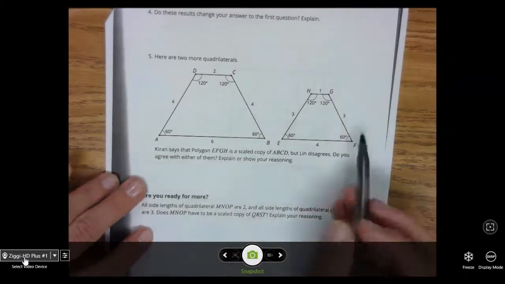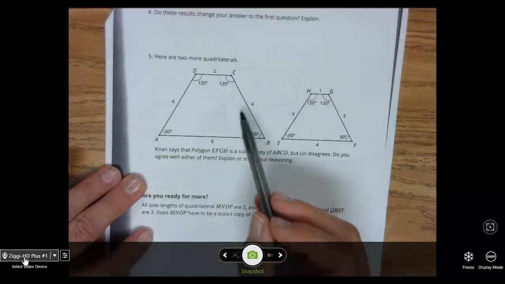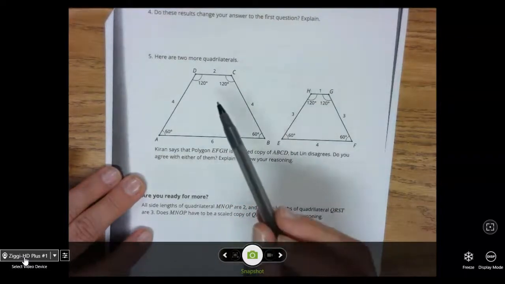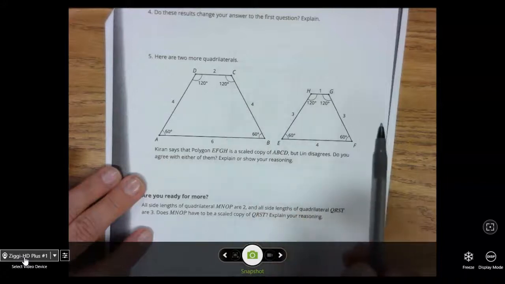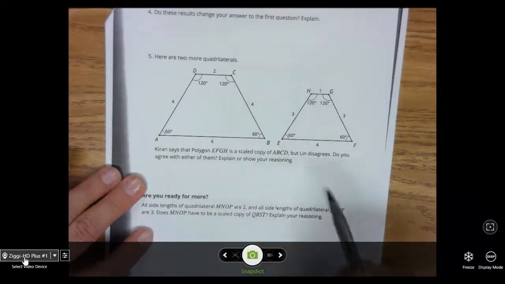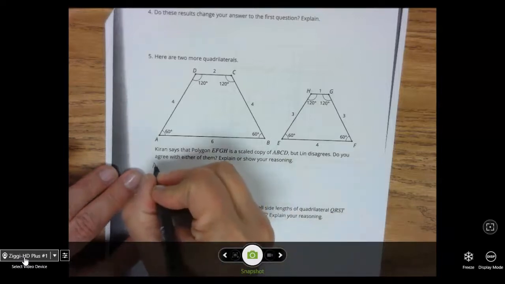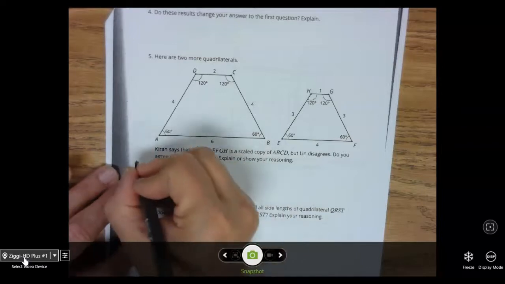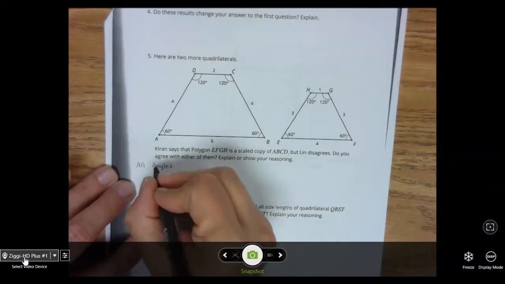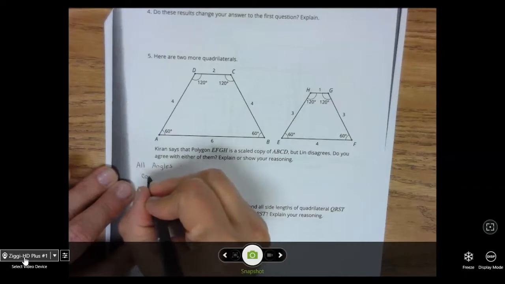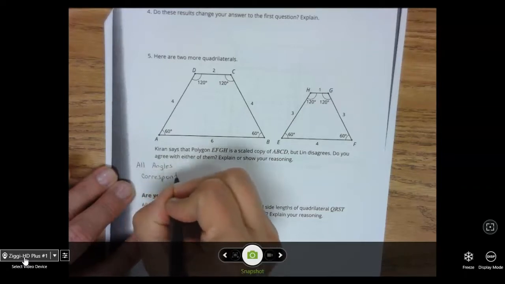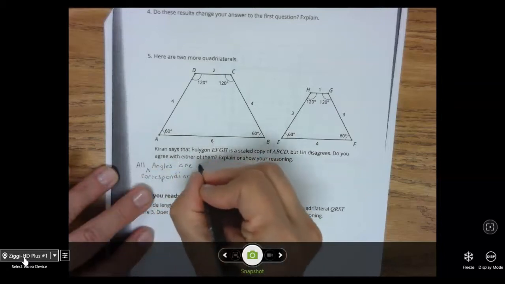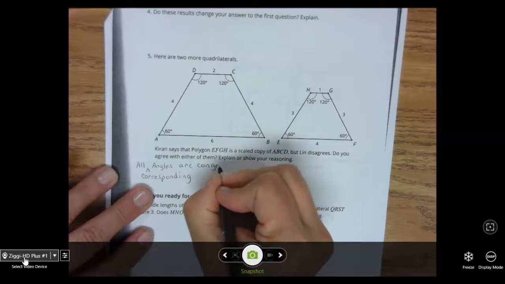So let's look at all of our ratios. First of all, let's just look at the angles. Are the angles all the same? 120, 120, 120, 120, 60, 60, and 60, 60. Yes. Angles all corresponding. Angles are congruent. They're all the same.